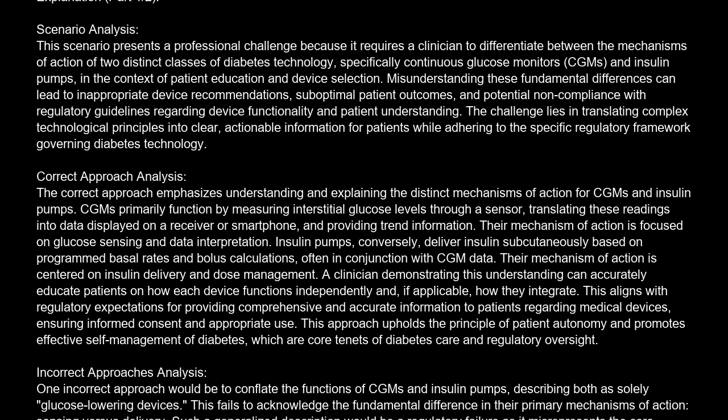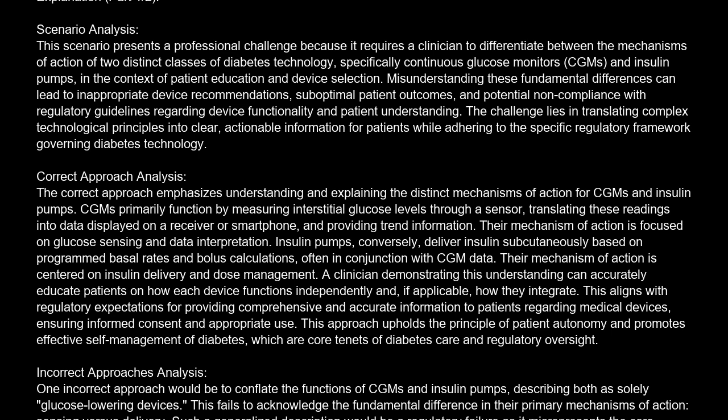A clinician demonstrating this understanding can accurately educate patients on how each device functions independently and, if applicable, how they integrate. This aligns with regulatory expectations for providing comprehensive and accurate information to patients regarding medical devices, ensuring informed consent and appropriate use. This approach upholds the principle of patient autonomy and promotes effective self-management of diabetes, which are core tenets of diabetes care and regulatory oversight.